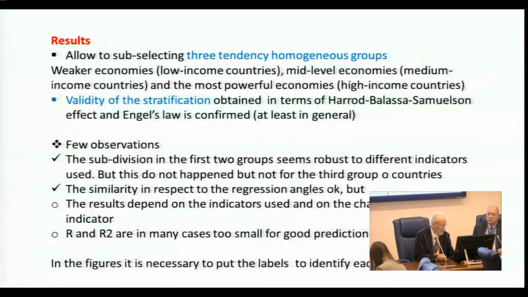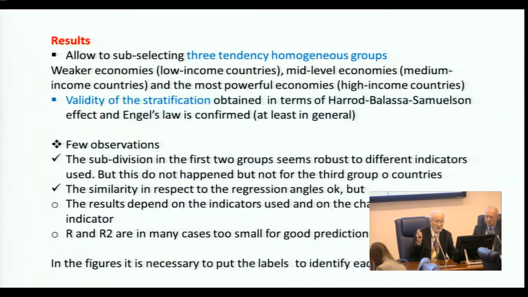You've already seen the result. The method allowed subselecting three tendency homogeneous groups. And the validity of the stratification of tendency in terms of Balassa-Samuelson effect and Engel's law is confirmed. At least in general, I said confirmed. In particular, maybe not all is confirmed. So, very few observations. The subdivision in the first two groups seems robust.